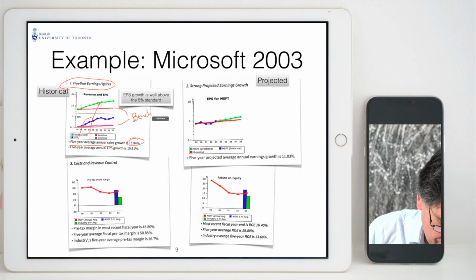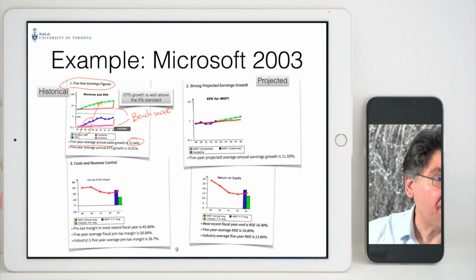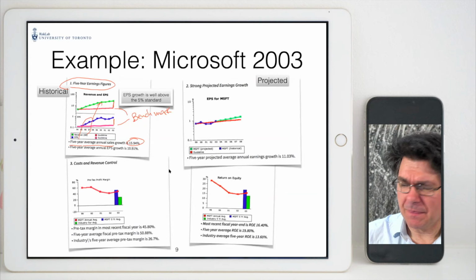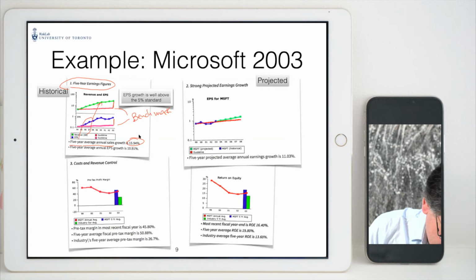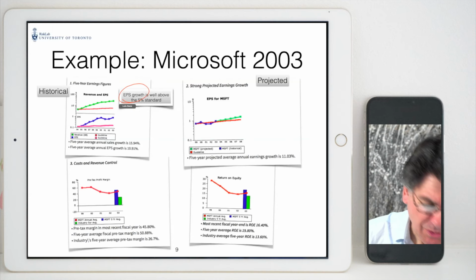A benchmark is what you measure against. Here you can see that this benchmark was very high, and the outperformance to the benchmark was very high. This is for earnings per share growth, very high, much higher than the benchmark.